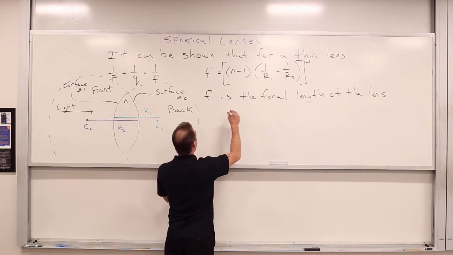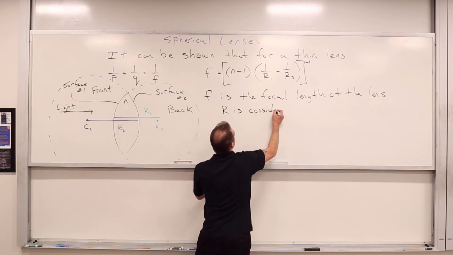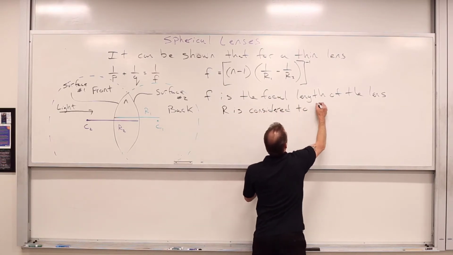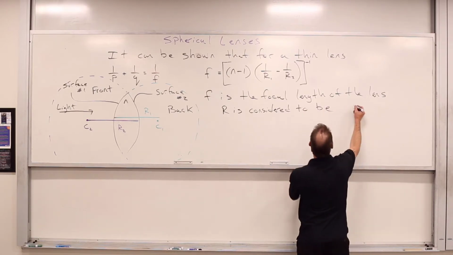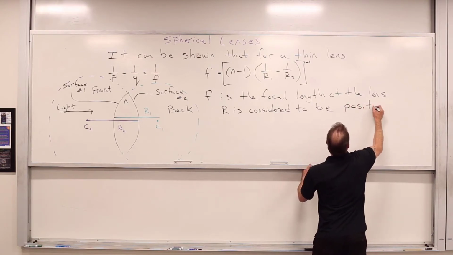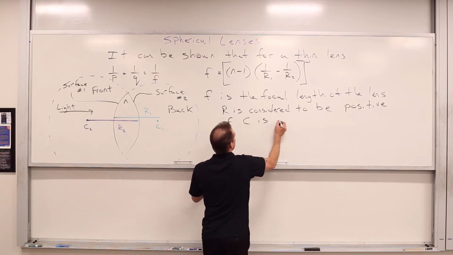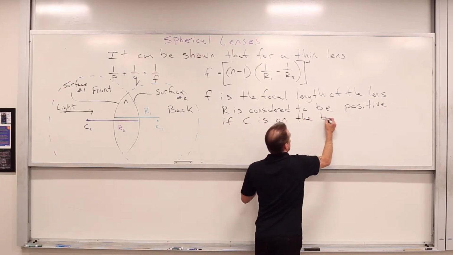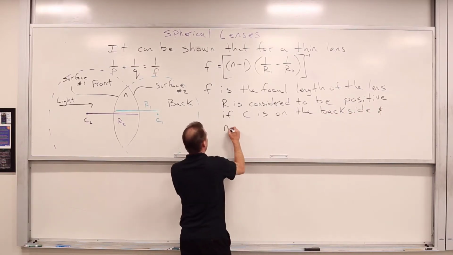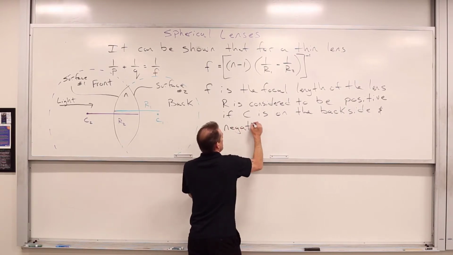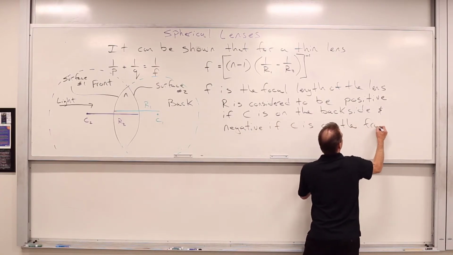So what we have is R is considered to be positive if C is on the back side, and negative if C is on the front side.